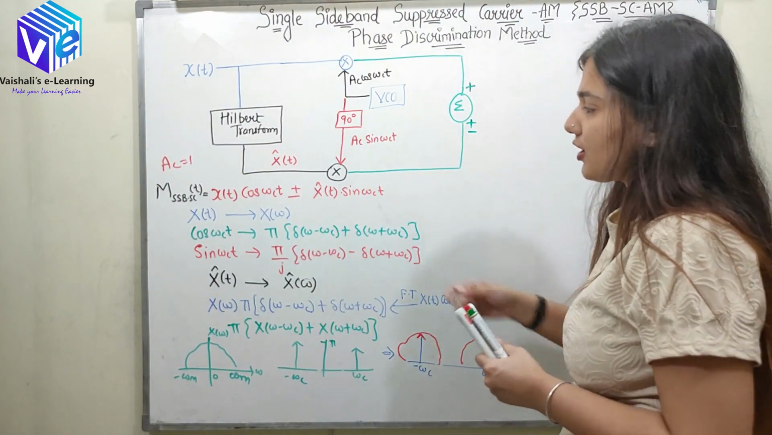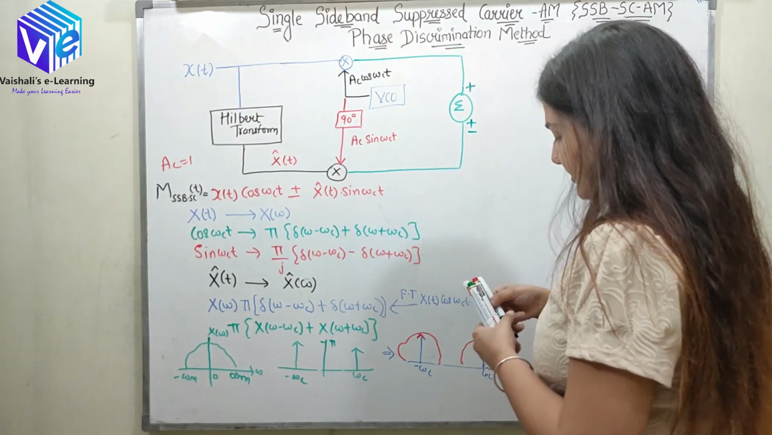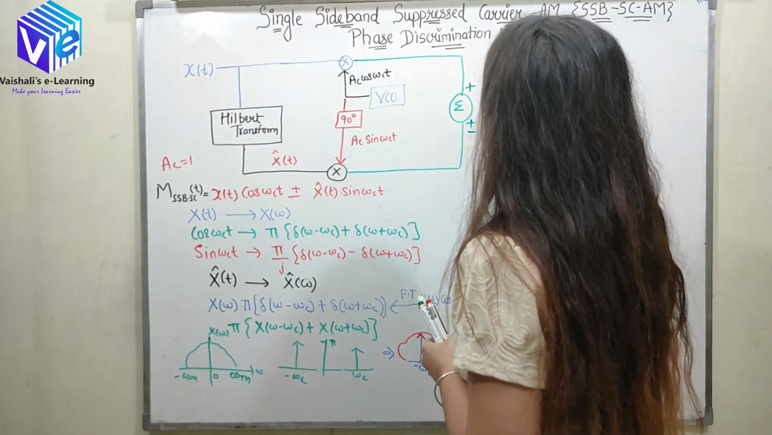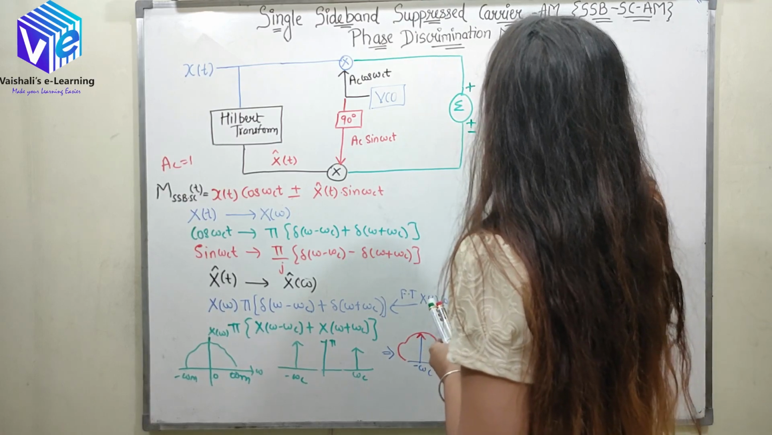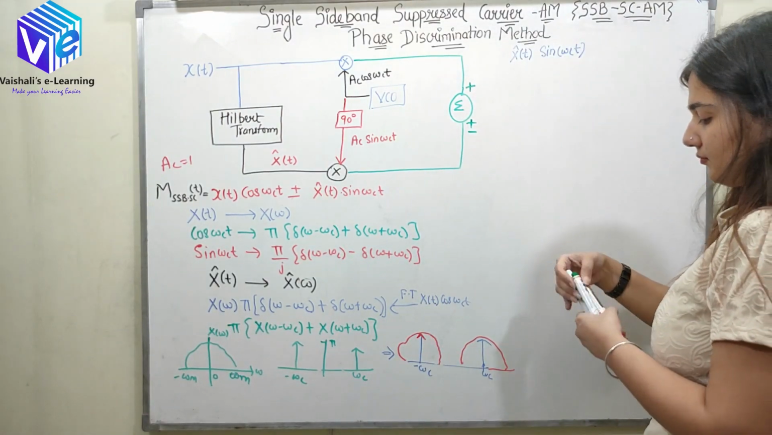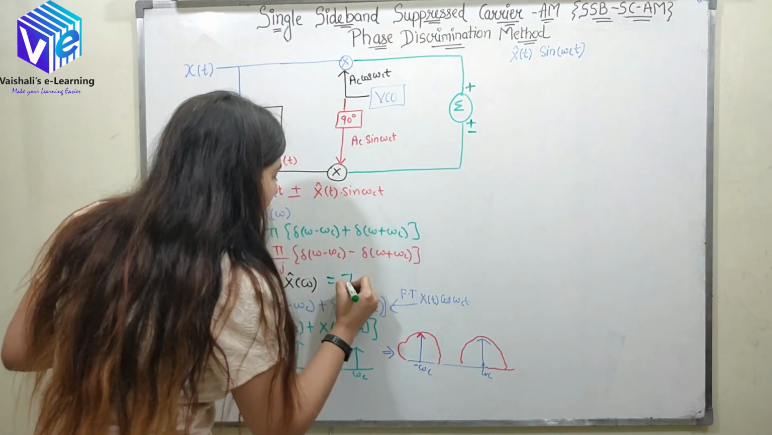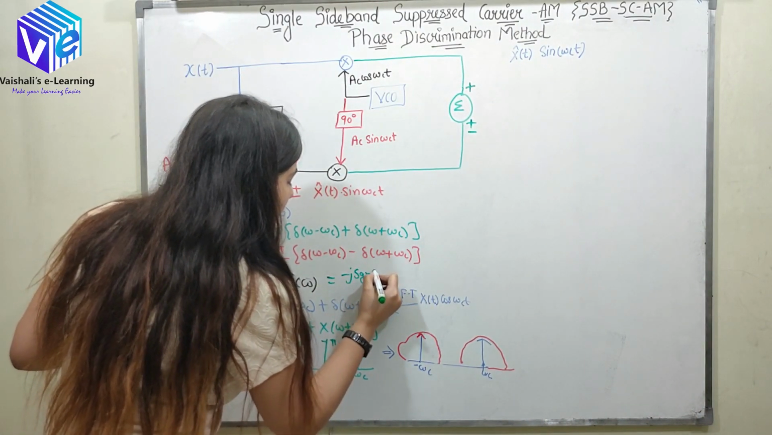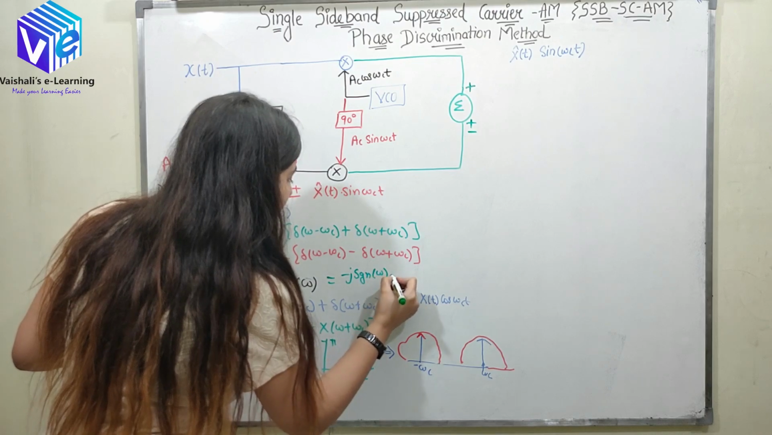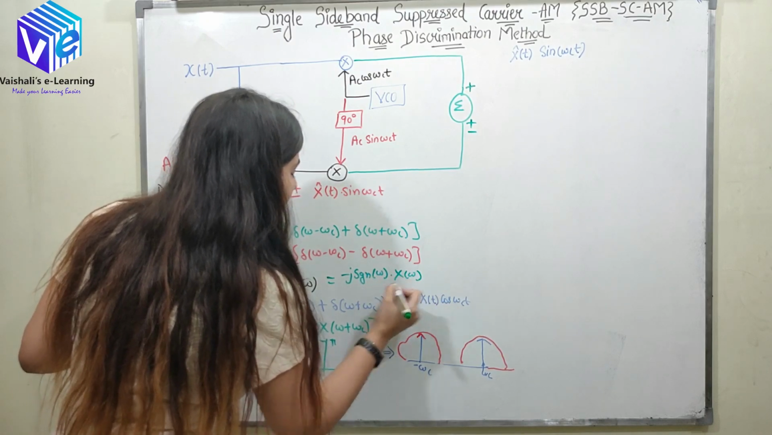Now if I talk about x cap t sin omega ct, x cap of omega was equal to minus j signum of omega into X of omega.